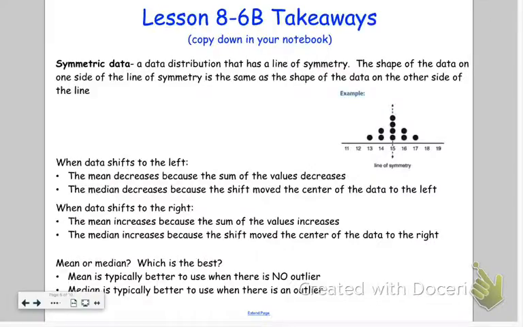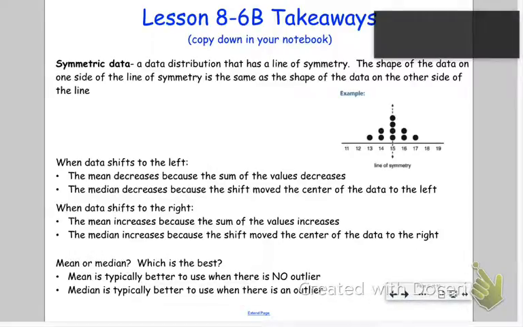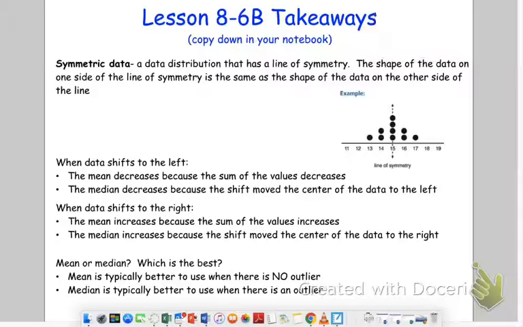Okay, so here are your takeaways. We talk about symmetric data, which is a data distribution that has a line of symmetry, and the shape on one side of the line is the same as the shape on the other side of the line. And then I talk about what happens when the data shifts to the left and what happens when the data shifts to the right. So when the data shifts to the left, the mean and the median could decrease. And when it shifts to the right, the mean and the median could increase.